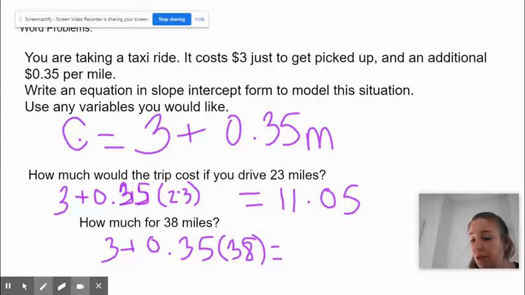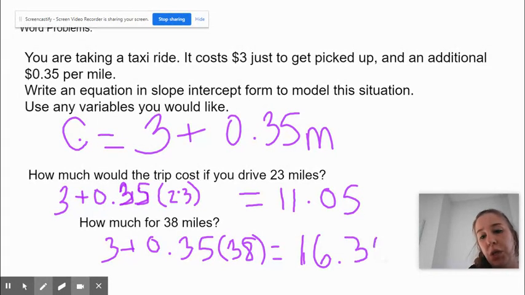Plus the $3 just to sit down is 16.3, but we don't write money like that. We say $16.30. Let me know what you need.